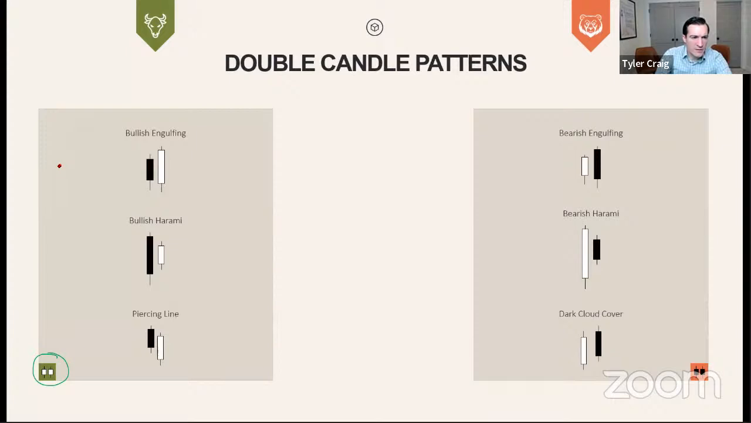You opened, at some point you went up, you went down, and then up, and then you closed. That's the black one. And then the white one, you open down here, you trade lower, you rally up, and then you close right here. Do you see how the green bar completely swallowed or engulfed the little red bar?